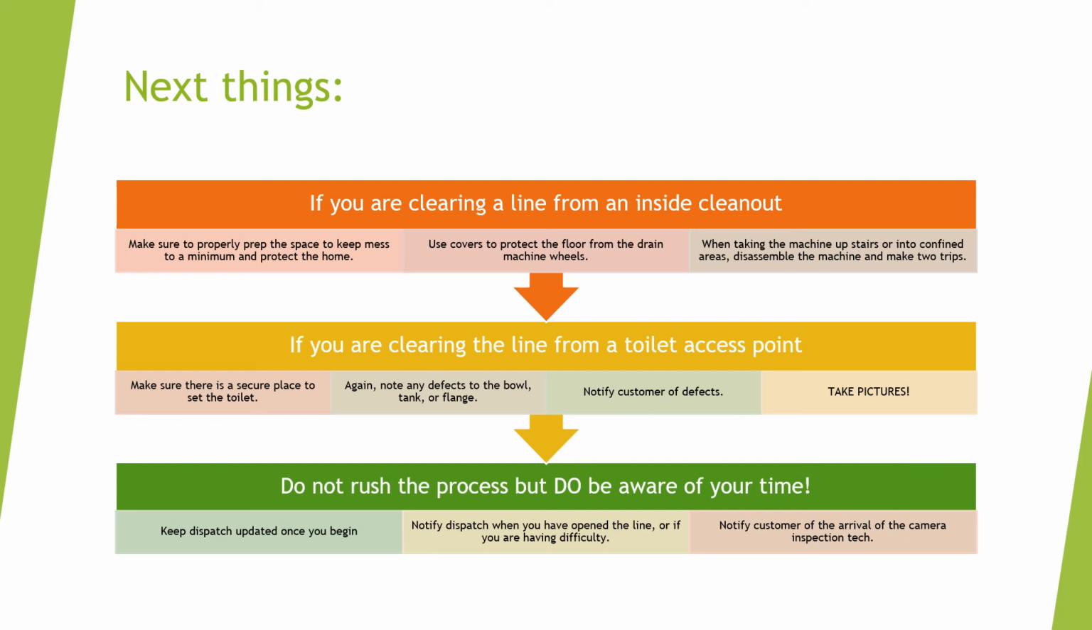If you're clearing a line from an inside cleanout, make sure to properly prep the space to keep mess to a minimum and protect the home. Use covers to protect the floor from drain machine wheels. When taking the machine upstairs or into confined areas, disassemble the machine and make 2 trips. If you're clearing the line from a toilet access point, make sure that there is a secure place to set the toilet. Again, note any defects to the bowl, tank, or flange. Notify customer of defects and take pictures.